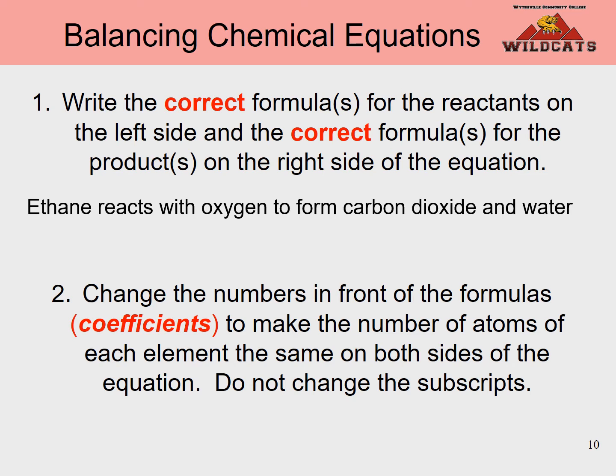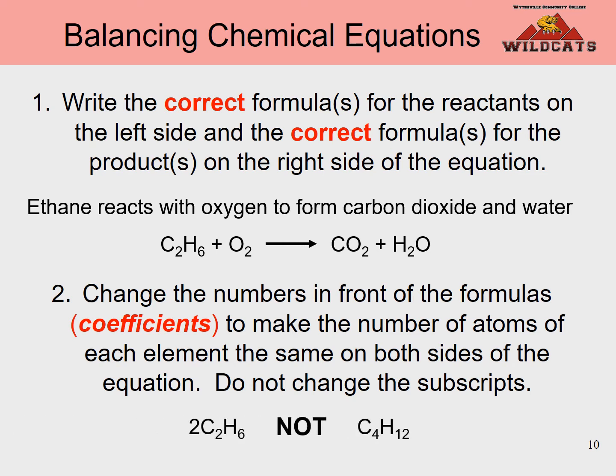So we've got ethane reacts with oxygen to form carbon dioxide and water. Ethane is C2H6. And then we're going to add oxygen. Remember, it's diatomic. Remember Brinkelhoff. And that's going to give us carbon dioxide and water. What we're going to do is change the numbers in front of the formulas, or add coefficients, to make the numbers of atoms of each element the same on both sides of the equation. We never change the subscripts, or we change the compound.